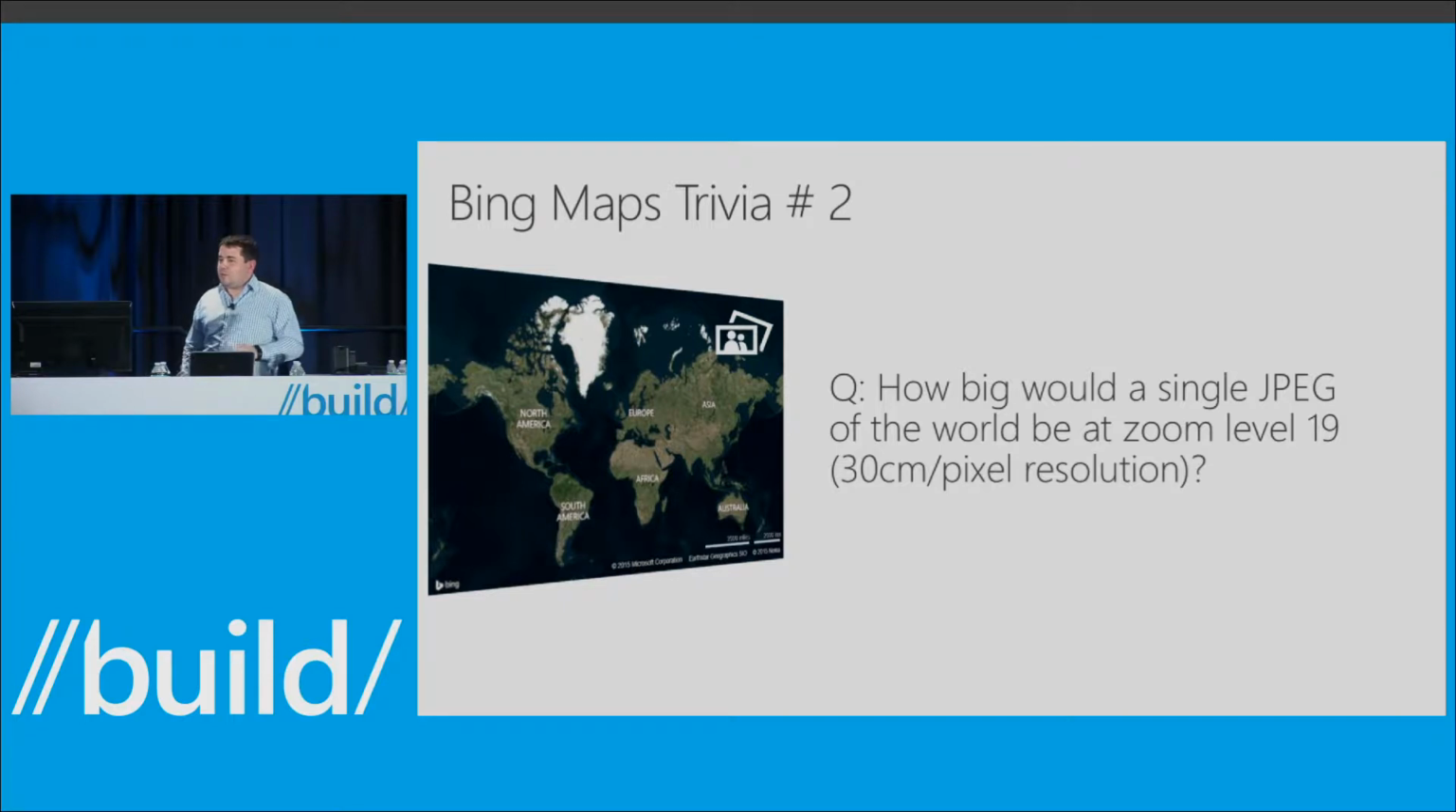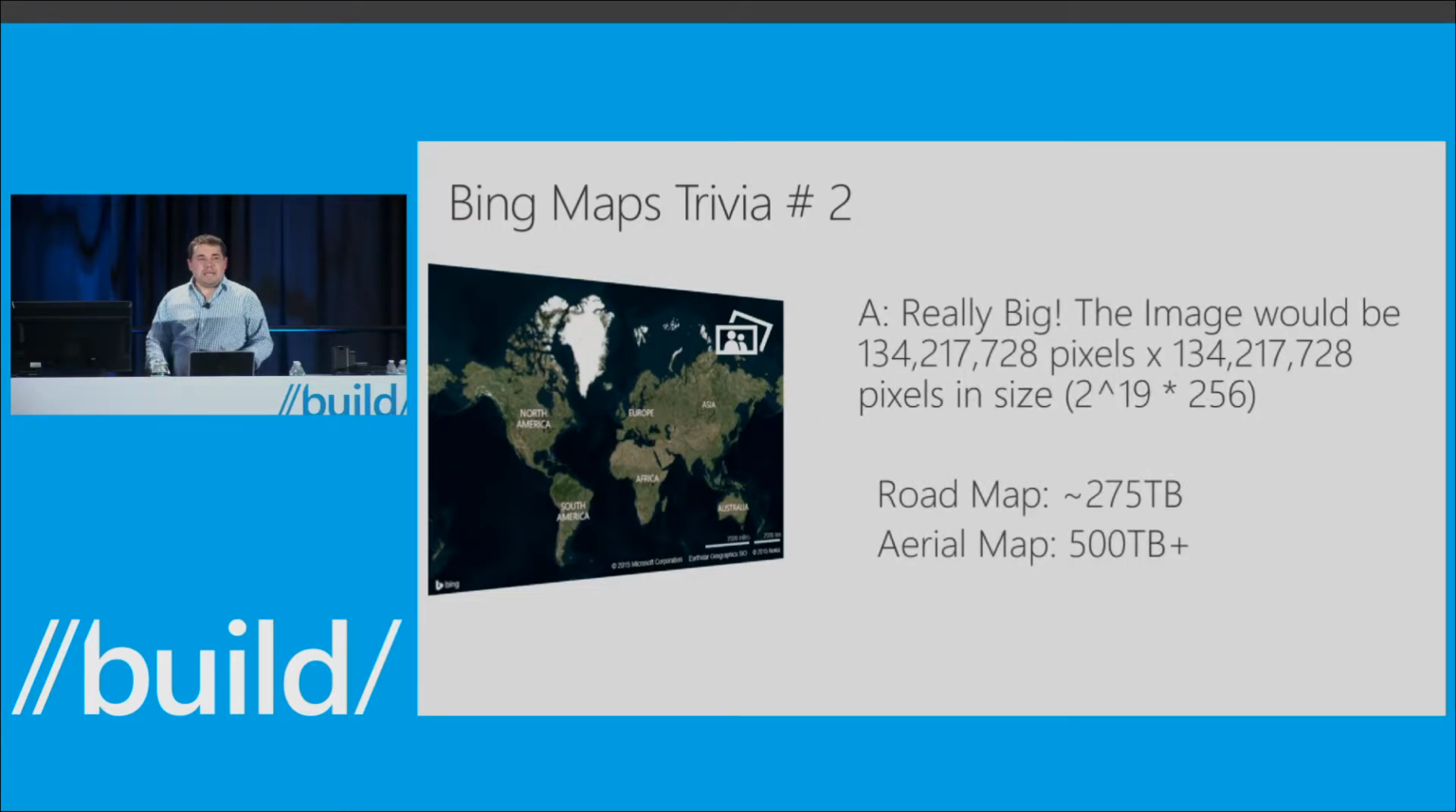All right, trivia question number 2. How big would a single JPEG of the world be at zoom level 19? So at zoom level 19, we've got 30 centimeter resolution imagery. So anyone got a guess? No? It's really big. The image would be hundreds of millions of pixels, or square pixels, in size, or actually probably a lot more than that. But it's a massive image.